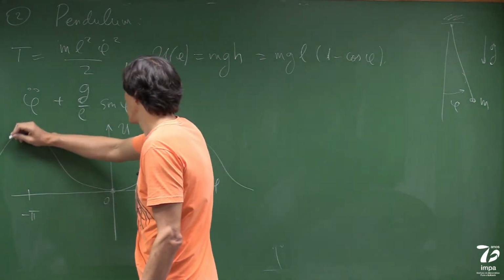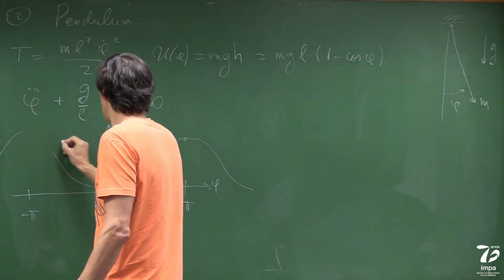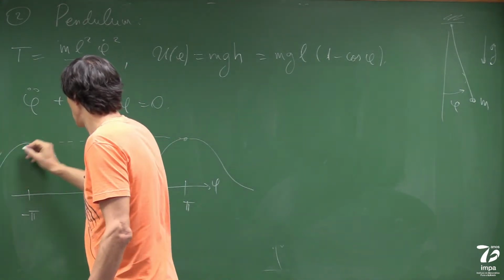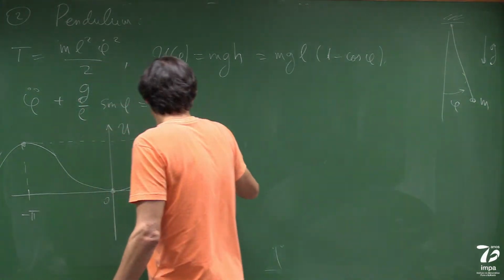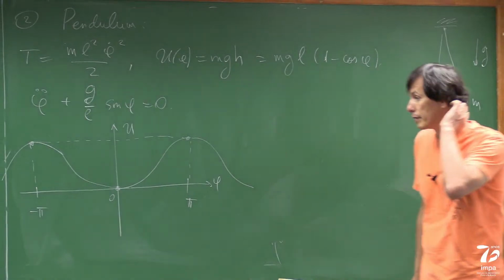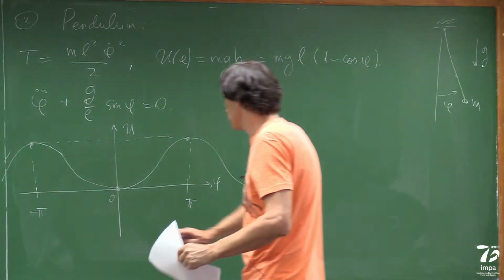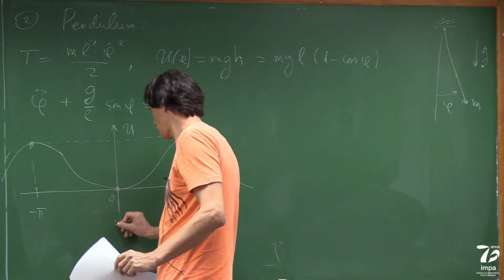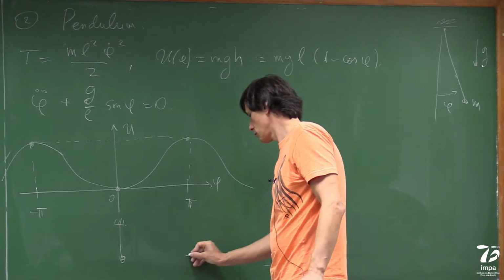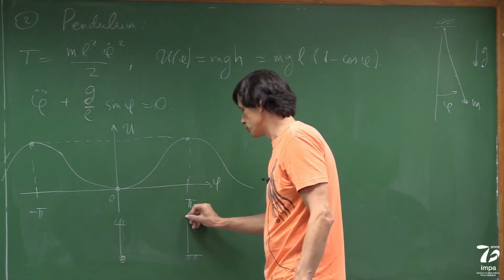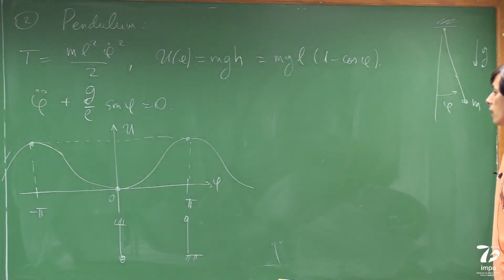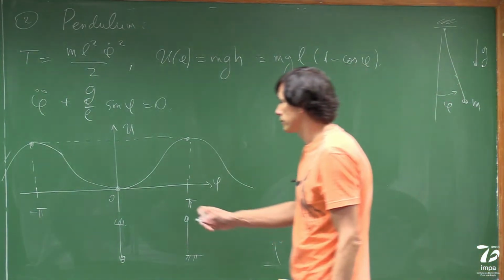Right. So there is a minimum at 0, maximum at pi and minus pi. So this is the lower position, right? And this is the upper position. Inverted.